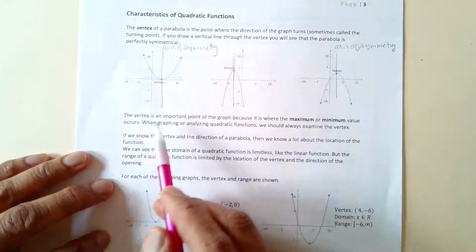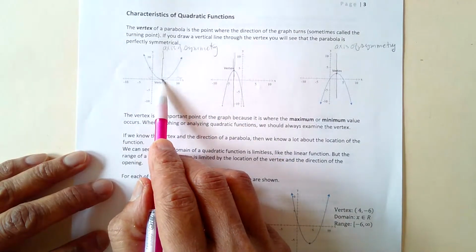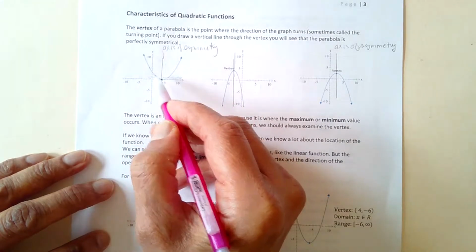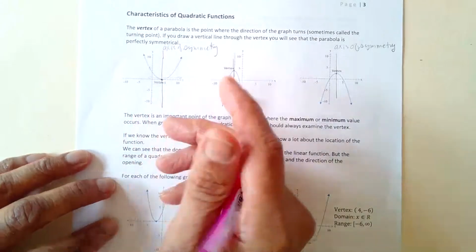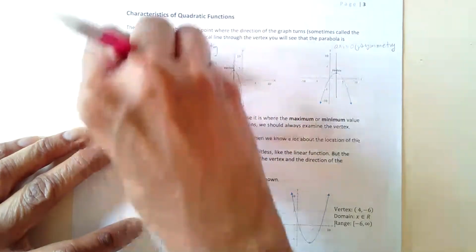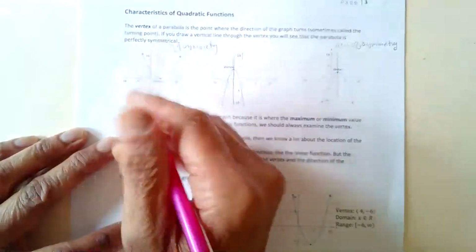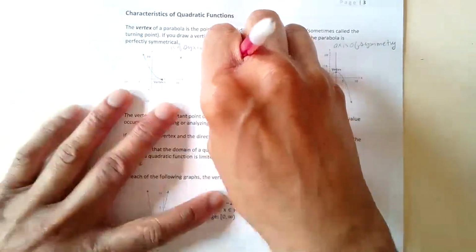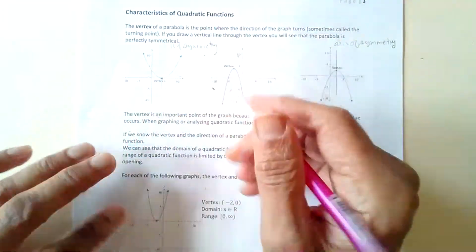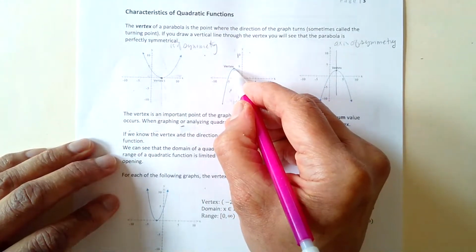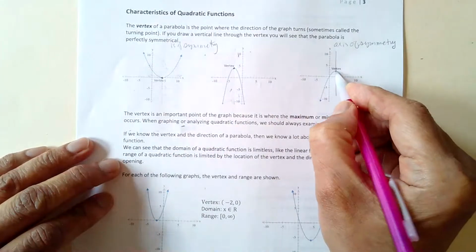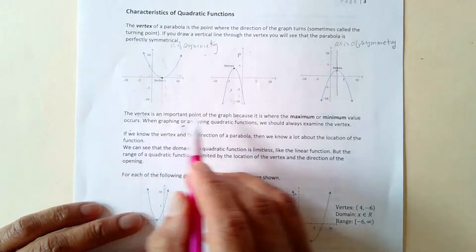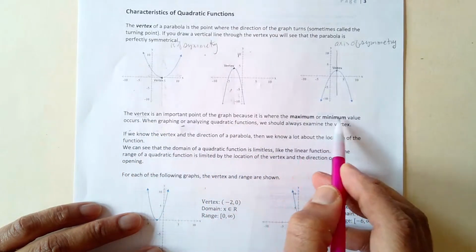So the vertex is a very important point because it tells us the maximum point or the minimum point. So here would be the minimum point. The graph doesn't go lower than that. Let me remove this axis of symmetry here. So for this graph, the minimum point is at the vertex. If the graph is going down, the maximum point is the vertex in this case. So here is your maximum point, which is your vertex also. So from the vertex, we can find the maximum or minimum value.